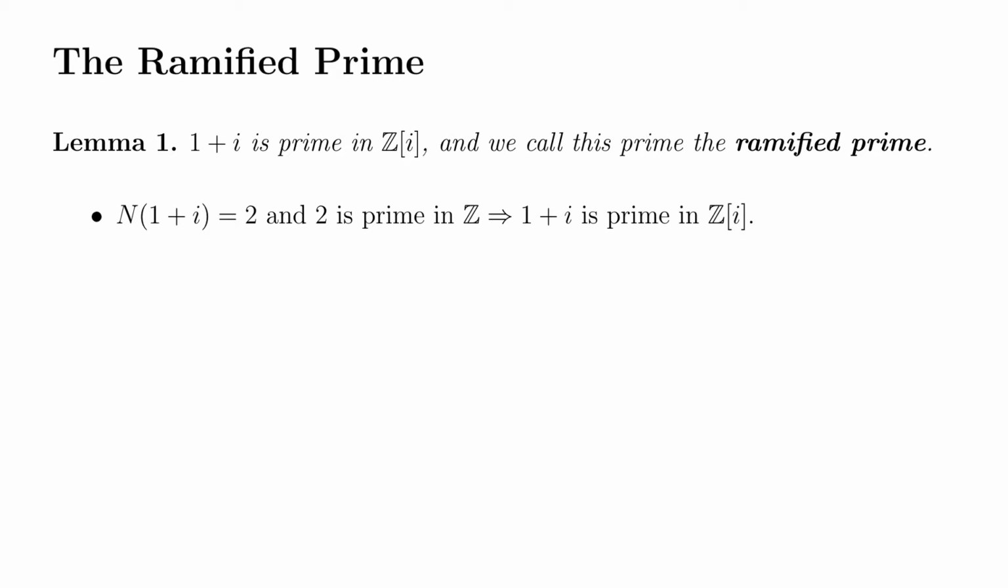First, we'll look at the ramified prime. Also known as the even prime, this is the prime denoted alpha equal to 1 plus i. The norm of this prime is equal to 2. And it makes sense that we classify this prime in a category on its own, as we similarly classify 2 in the integers as the only even prime.